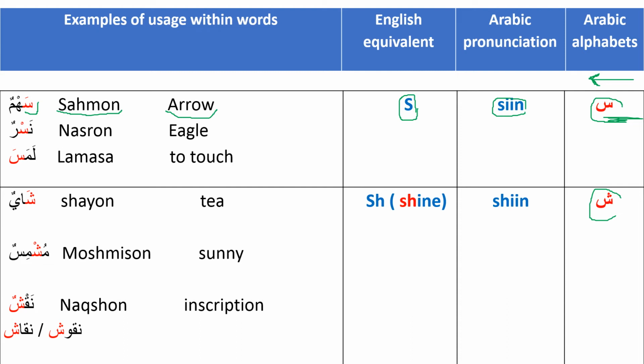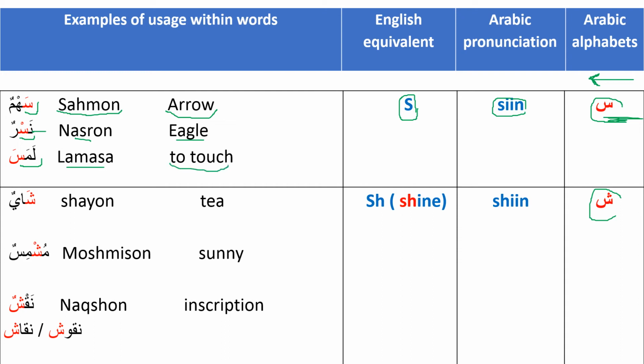Nice. When you are to write it in the middle, it must be like this. It must be attached to the letter that comes before it and the letter that comes after it. There are exceptions which we are going to see at the end of the lesson. Like in the example here, as we said, Nasrun, that's the middle, Nasrun. English, eagle. If you are to write it at the end of the word, it must be like this. Lamasa, lamasa, which means touch, touch.